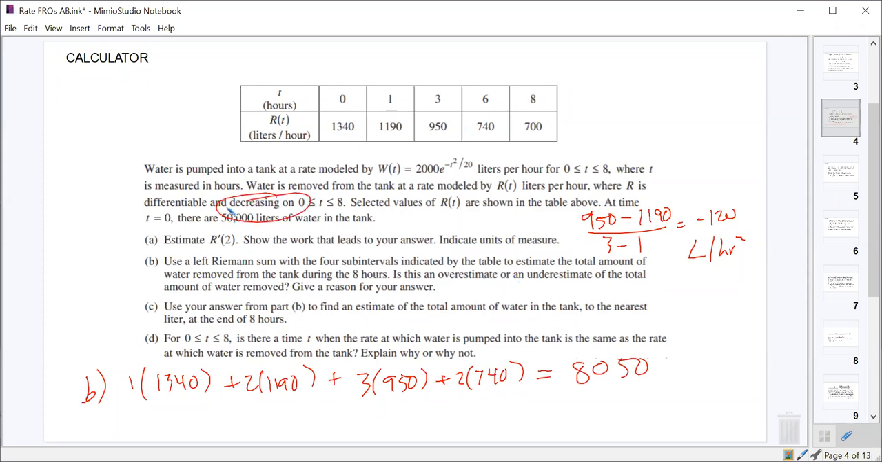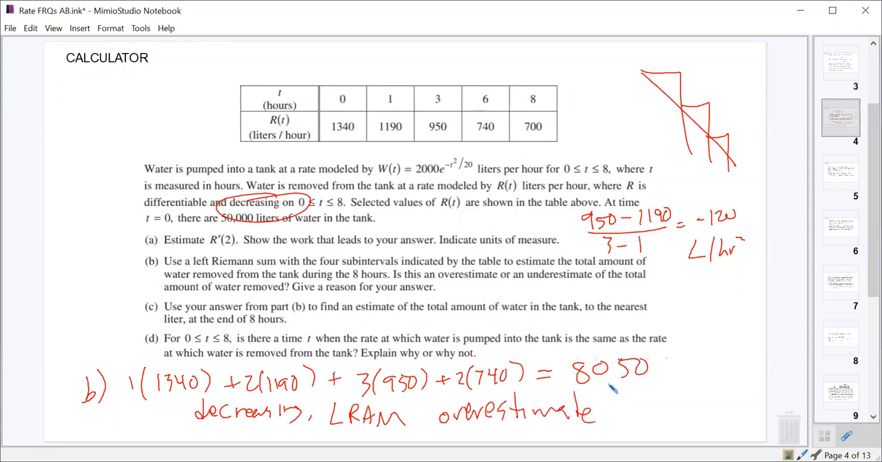And is that an over or underestimate? Well, this function is decreasing. And it's a left rectangular approximation. So a decreasing function with a left approximation will be an overestimate. And your explanation would say the function is decreasing and a left rectangular approximation overestimates a decreasing function. Good? Good.